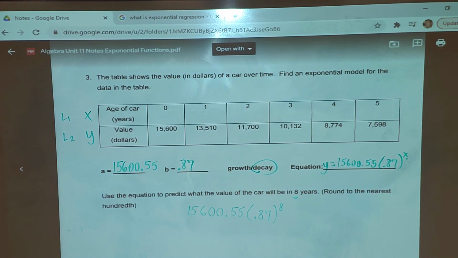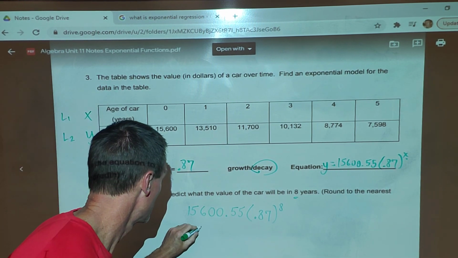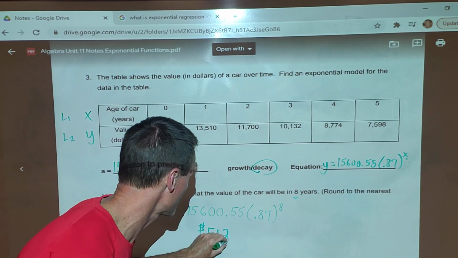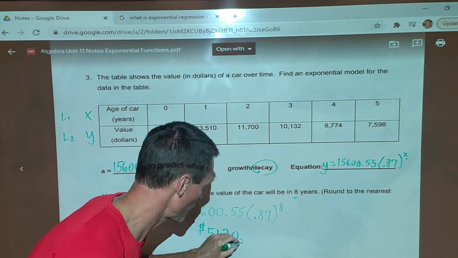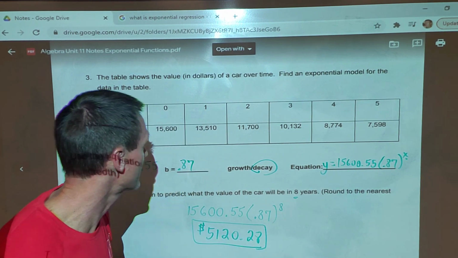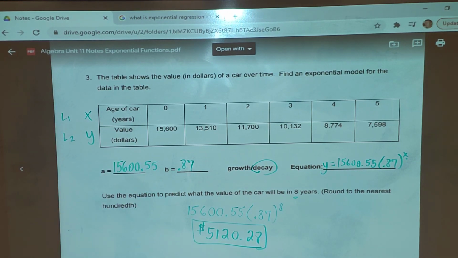let's see what that gives me. That's 15,600.55 times 0.87 raised to the 8th power is $5,120.28. So again, that car is not worth near as much as when you got it, but if it lasted for 8 years for you, hopefully it was worth it.